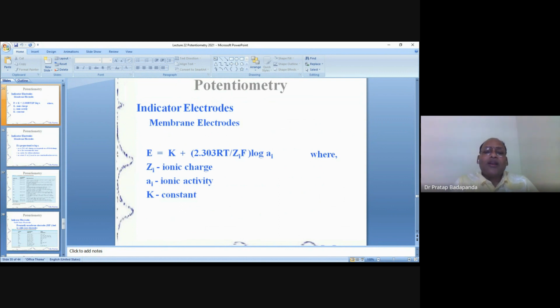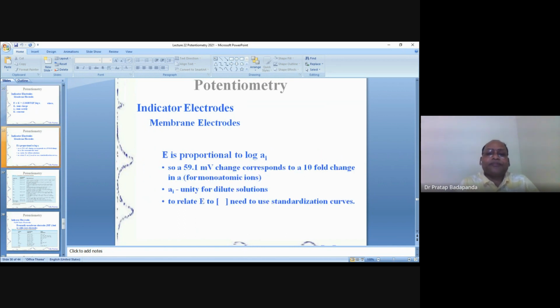Then, with the membrane electrode as the indicator, E is equal to K plus 2.303 RT by ZiF log Ai, where Zi is the ionic charge, Ai is the ionic activity, and K is the constant value. Okay, these are the values of this one.